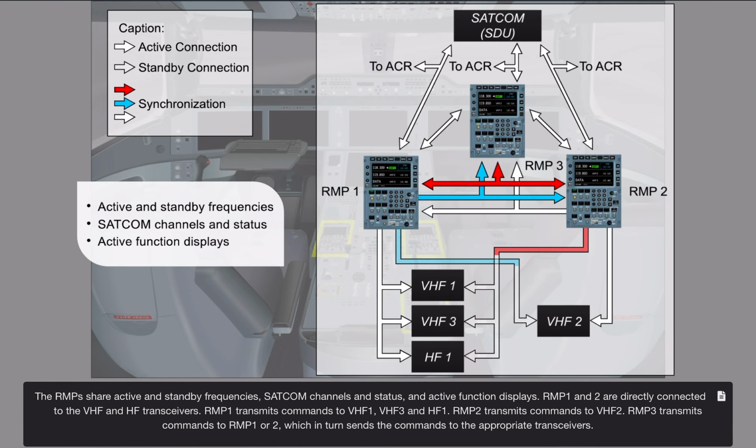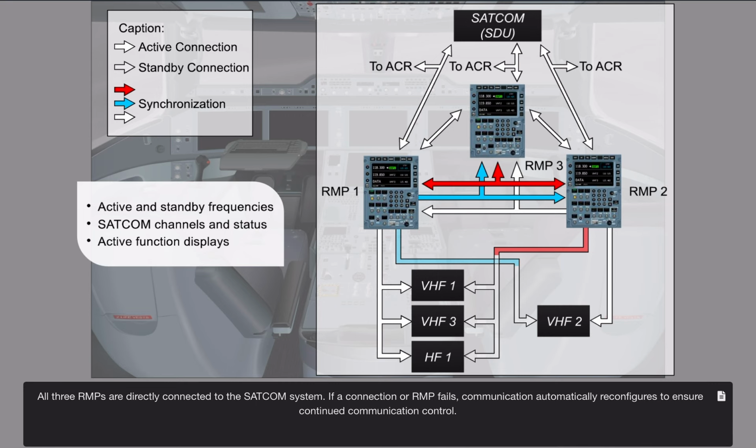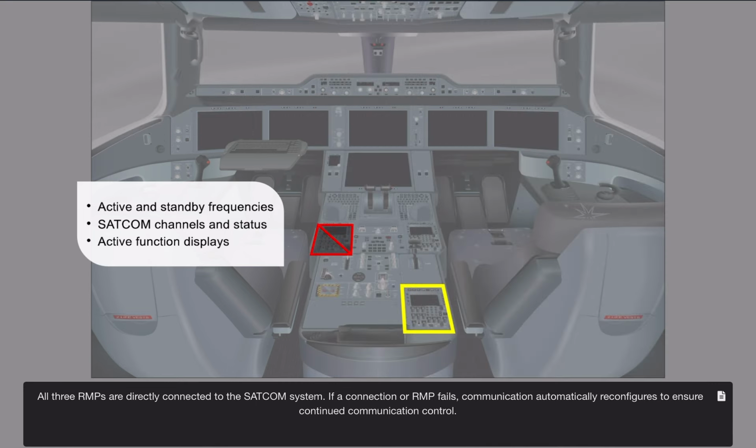RMP 1 and 2 are directly connected to the VHF and HF transceivers. RMP 1 transmits commands to VHF 1, VHF 3, and HF 1. RMP 2 transmits commands to VHF 2. RMP 3 transmits commands to RMP 1 or 2, which in turn sends the commands to the appropriate transceivers. All 3 RMPs are directly connected to the SATCOM system. If a connection or RMP fails, communication automatically reconfigures to ensure continued communication control.